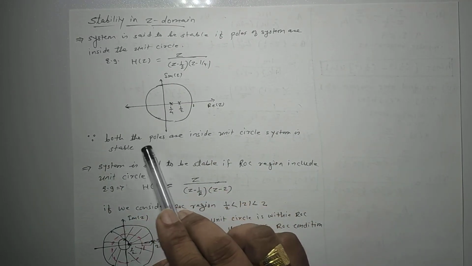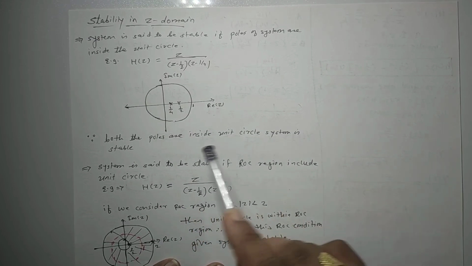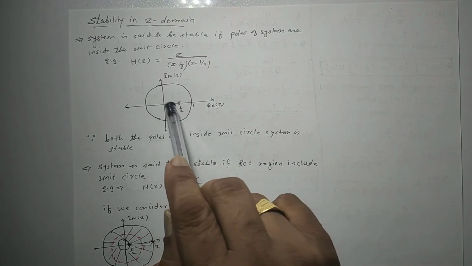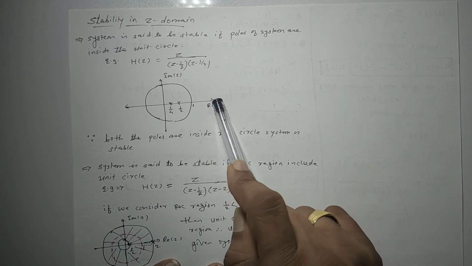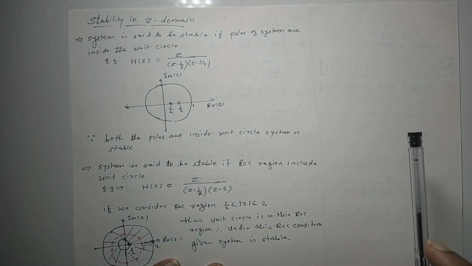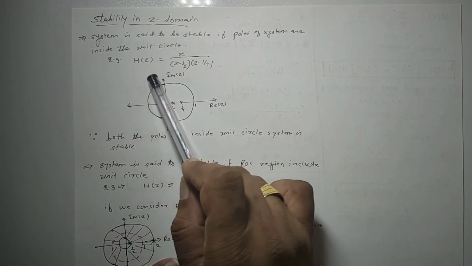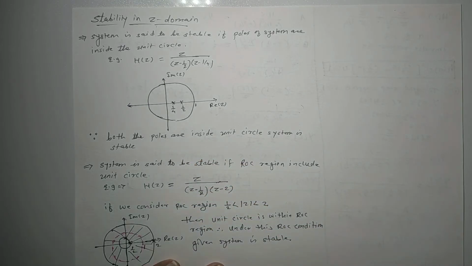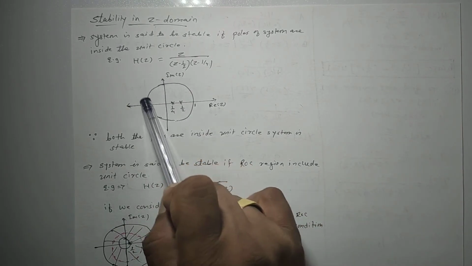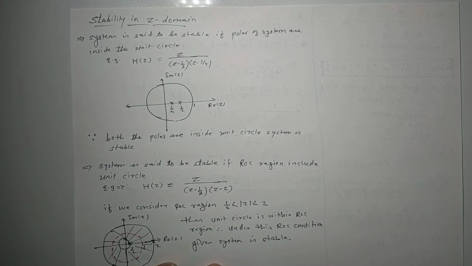So since here both the poles are inside the unit circle, system is stable. एक पोल इनसाइड में एक पोल आउटसाइड में तो सिस्टम इज अनस्टेबल. दोनों पोल आउटसाइड में तो सिस्टम इज अनस्टेबल लाइक दिस. ओके, अगर पोल्स ऑन द यूनिट सर्कल हैं तो सिस्टम विल बी मार्जिनली स्टेबल. Stable, marginally stable and unstable, isn't it?